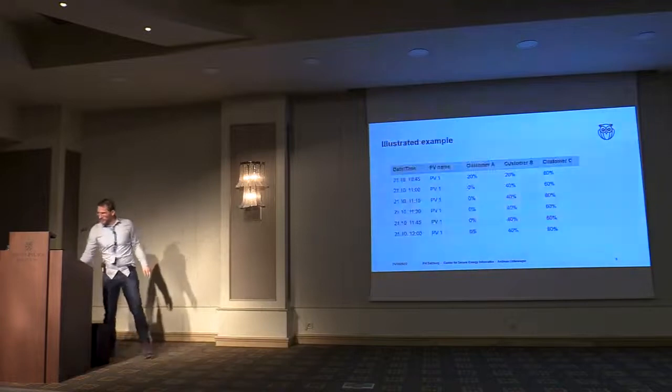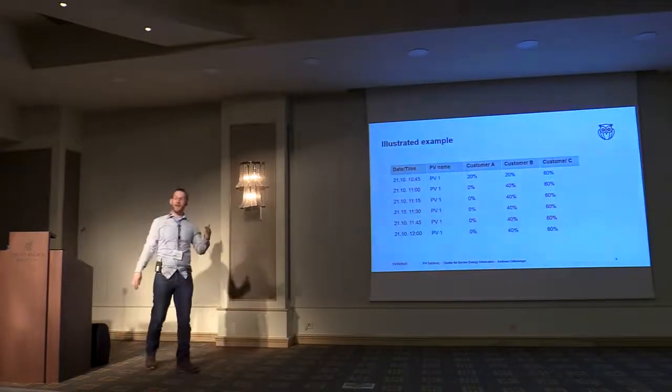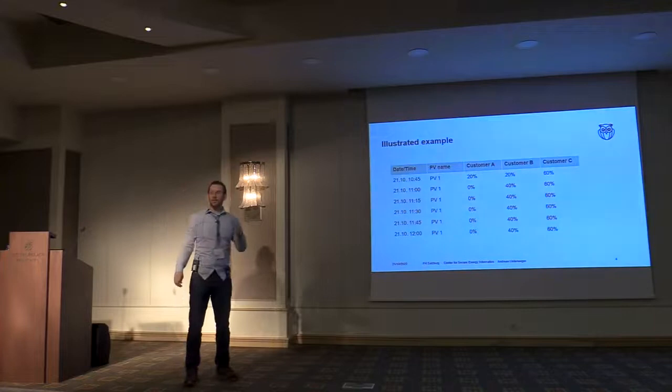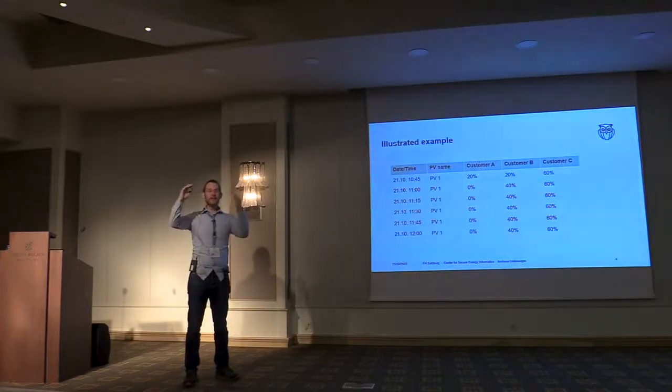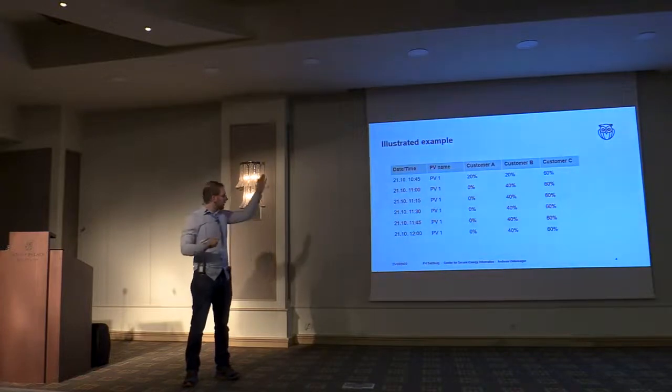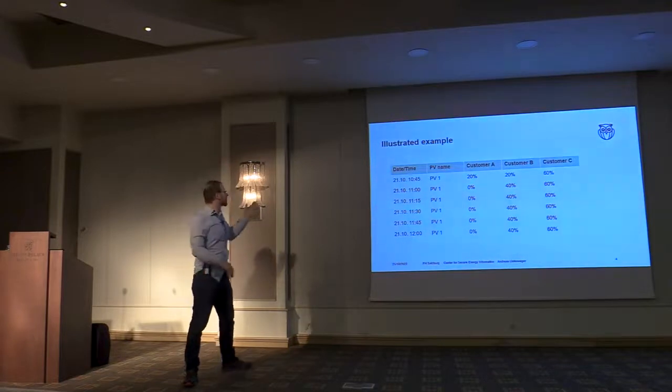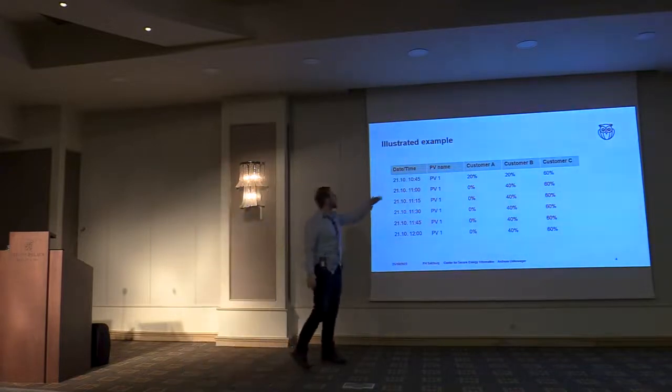Here's an illustration of what this would look like from the energy provider's point of view. For the energy provider, they need to basically make a list with 15-minute granularity where they see for this particular PV who has which proportion. So you will see before the talk started, we have 20, 20, 60.